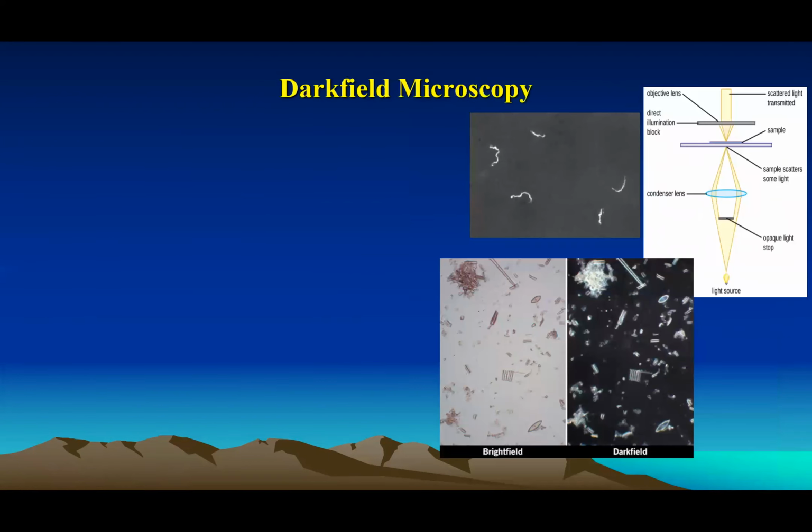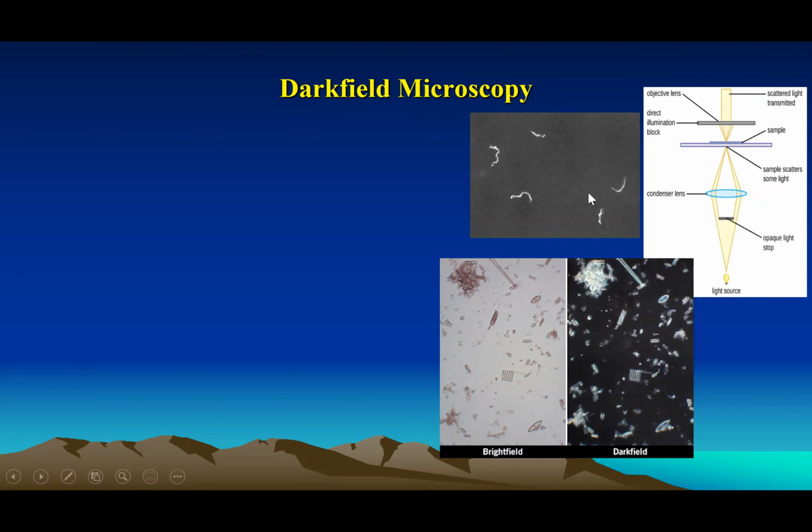The next microscopy technique is dark field microscopy. Here the sample is not stained, and the sample will look bright against a dark background. This is achieved by placing an opaque disc between the light source and the condenser that will block most of the light. The light is scattered off the specimen and it is reflected to produce these images.